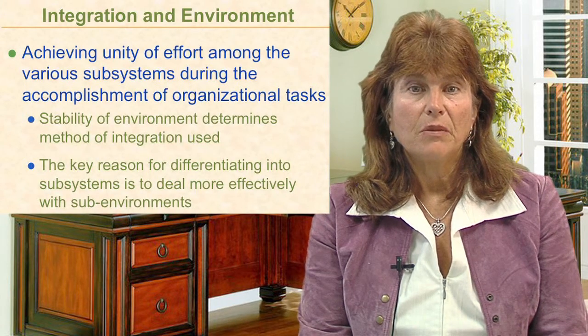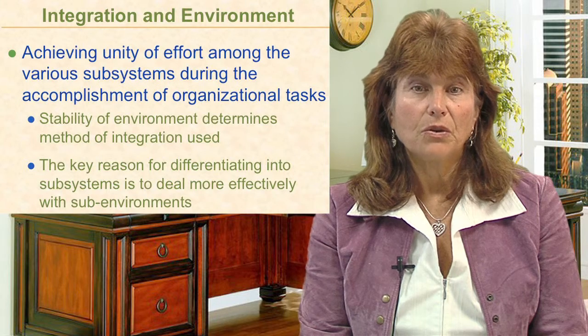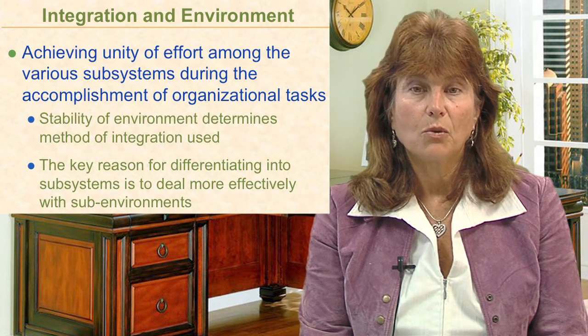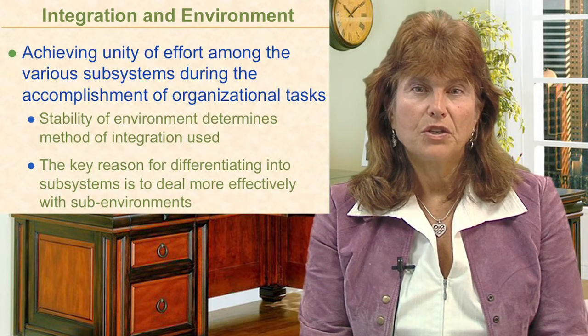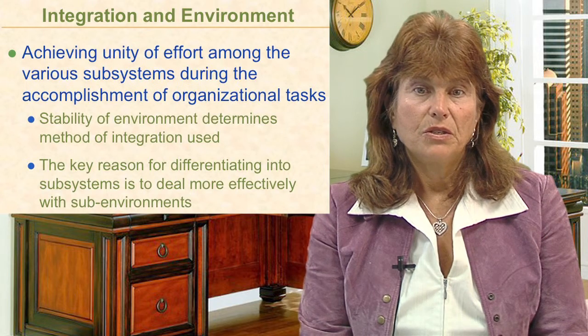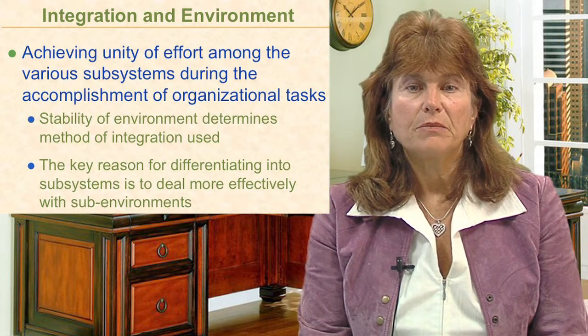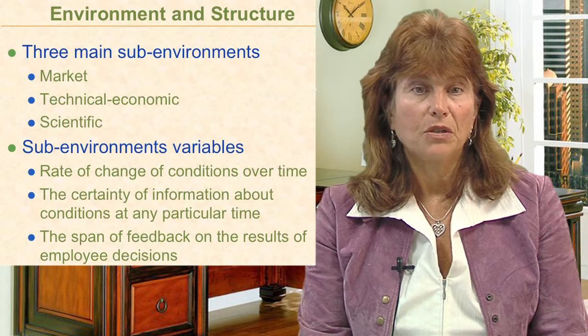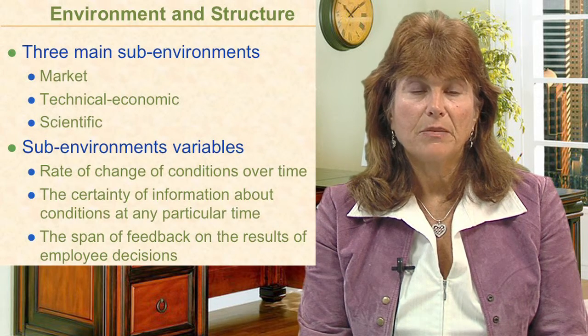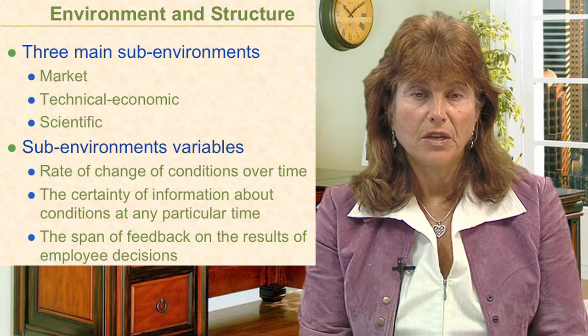In terms of integration and the environment, achieving unity among the various subsystems during the accomplishment of organizational outcomes, there needed to be stability of the environment in order to determine methods for integrations used. So the key reason to differentiating into subsystems is to deal more effectively with those subsystems. So they didn't really have an outcome that they were particularly clear about, except that it depended on those subsystems. And these included the market, the technical economic situation, and the scientific level that they were involved in.